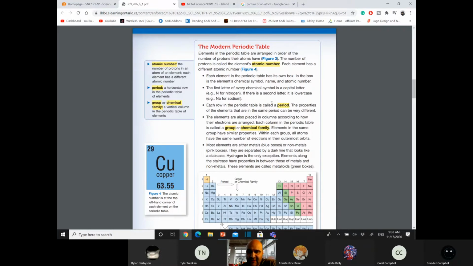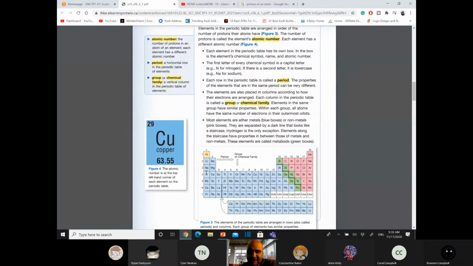Each row in the periodic table is called a period. These properties of the elements that are in the same period can be very different. So just looking at this one here, you can see these numbers on the left-hand side. These all represent the period numbers. So if I'm looking at period 4, we're talking about all these elements.